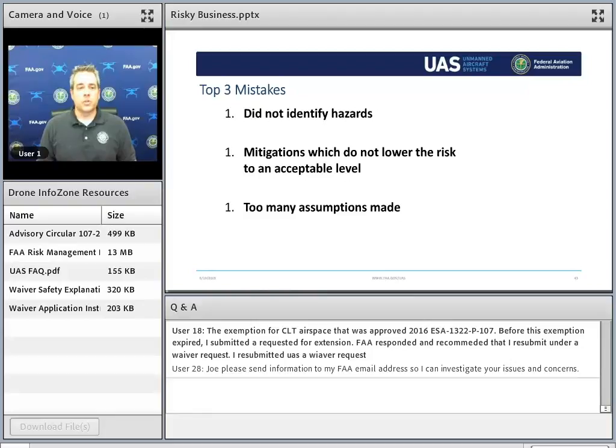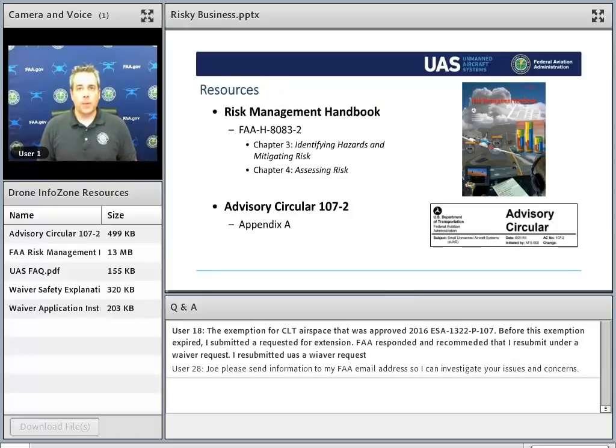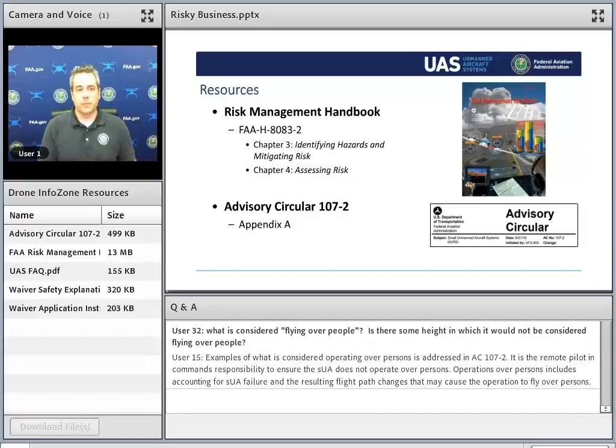And finally, too many assumptions are made. People make way too many assumptions, like, well, that's just common sense, or of course everybody's going to do that. Remember, we don't know who you are when you apply. We have a name on a piece of paper. So in order to help us understand your strategies, you cannot make a lot of assumptions in your waiver application. You really do need to identify all the hazards, assess all the risks, and provide complete mitigations that reduce those risks to an acceptable level.